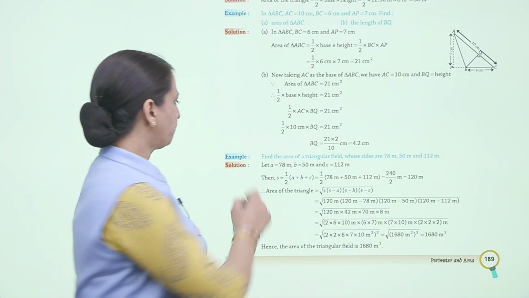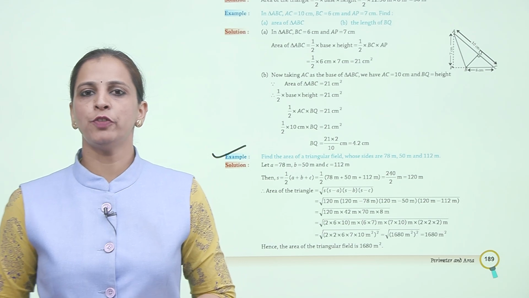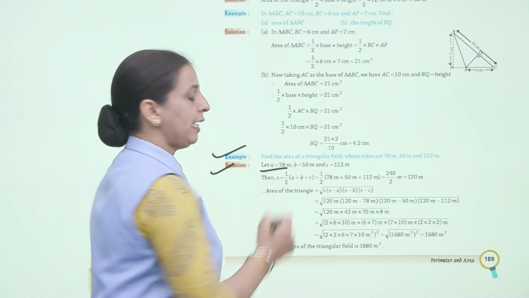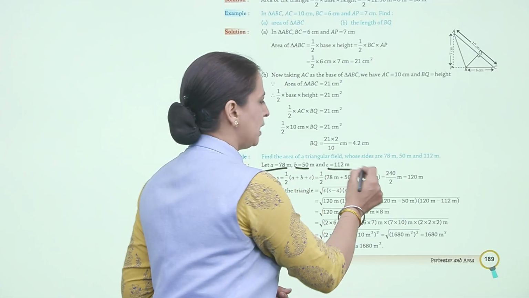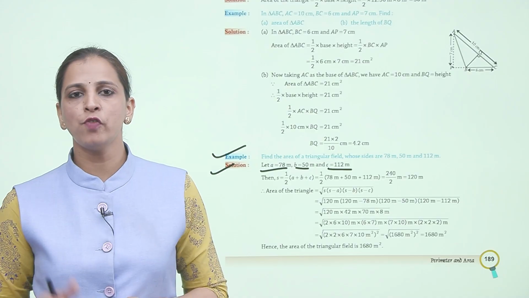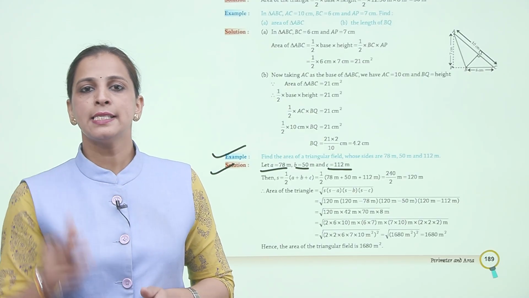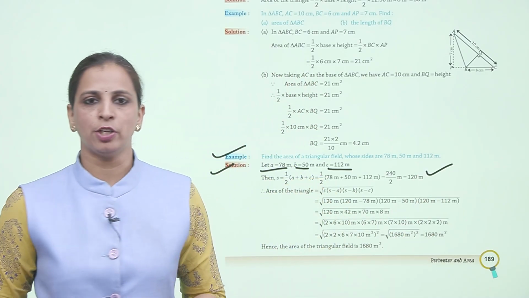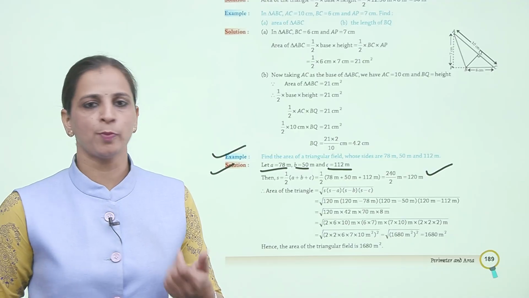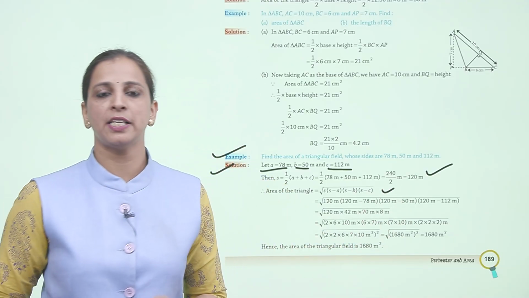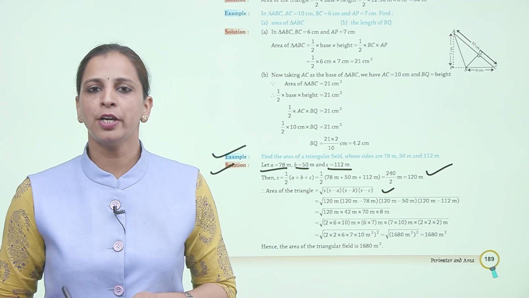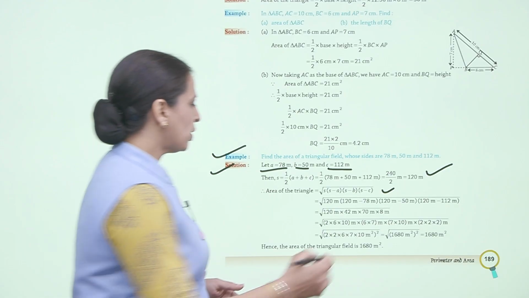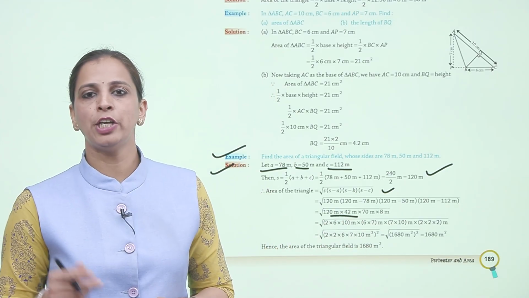Now next example. Find the area of triangular field whose sides are 78 meter, 50 meter and 112 meter. Solution करते हैं. Let A is 78 meter, B is 50 meter and C is 112 meter. Thus S is equals to half of A plus B plus C, that is 1/2 into 78 meter plus 50 meter plus 112 meter, that is 240/2 is equals to 120 meter. तो area of triangle according to Heron's formula, that is under root S into S minus A, S minus B, S minus C, that is 120 meter under bracket 120 minus 78, 120 minus 50, 120 minus 112, that is equals to 120 into 42 into 70 into 8 meter.